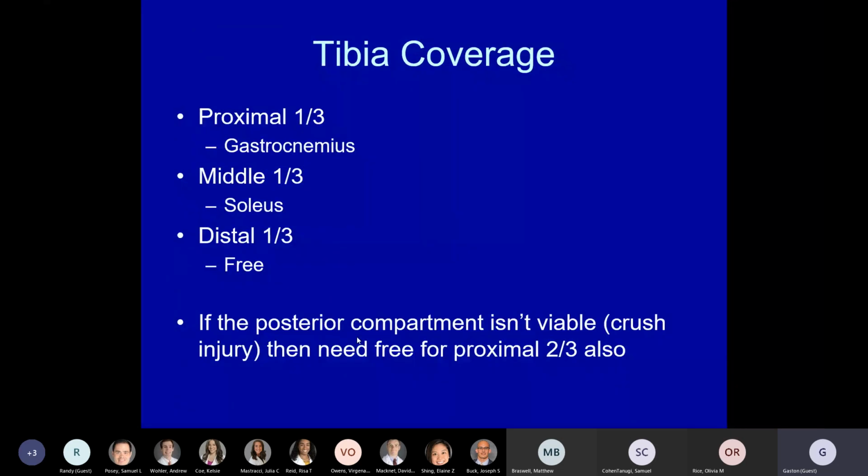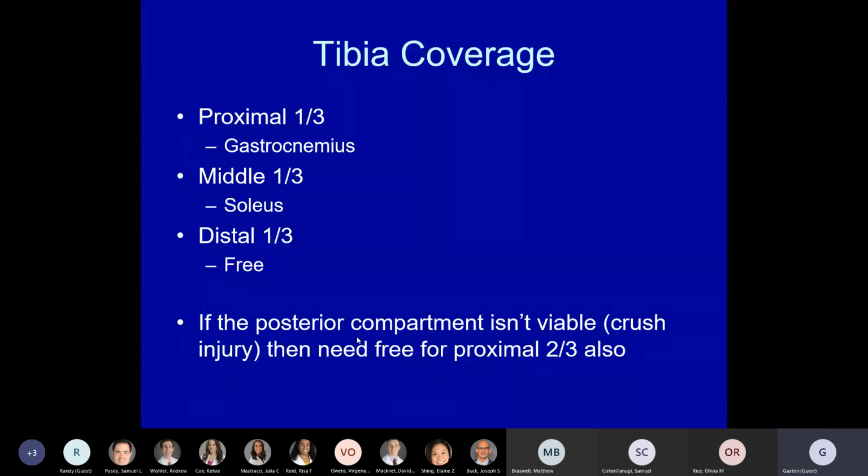Something they used to like to ask, I don't know whether or not they've asked this recently, but it used to be, what do you do to cover an open tibia? Proximal third gets a gastroc flap. Middle third gets a soleus. Distal third, it used to be a free flap, although now they might ask you a sural artery perforator flap. Any of those would be reasonable choices.